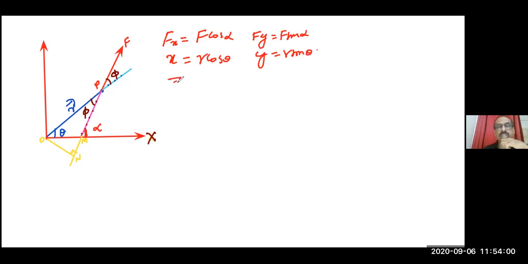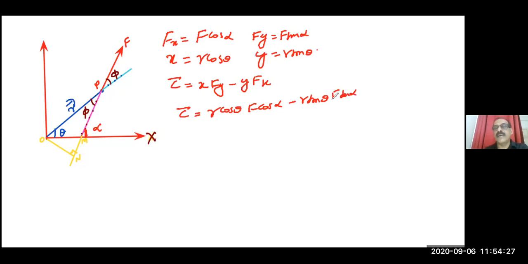We know in Cartesian coordinates torque is equal to x into Fy minus y into Fx. We already proved it. Then torque is equal to x, which is R cos theta, into F sin alpha, minus y, which is R sin theta, into F cos alpha.